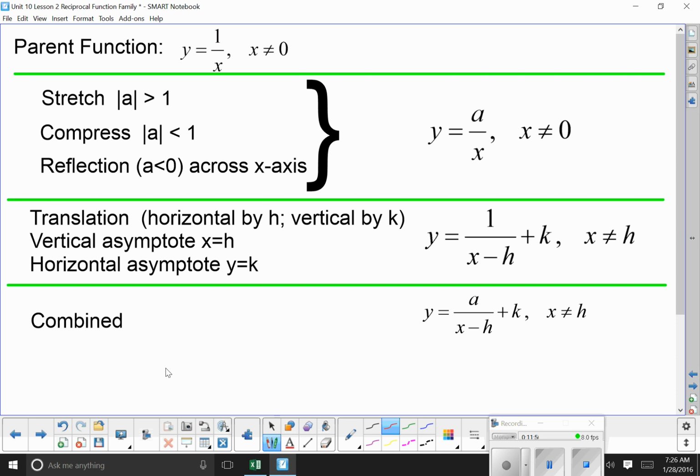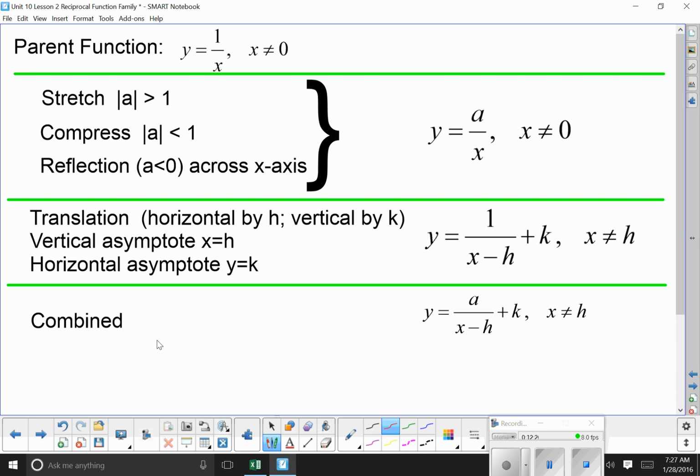Translations. This is when we move it left and right, up and down. Horizontal by h, vertical by k. Vertical asymptote becomes x equals h. Horizontal asymptote becomes y equals k. Very important here. When we combine it all together, here is your standard form. Y equals a divided by the quantity x minus h, plus k. X cannot equal h.